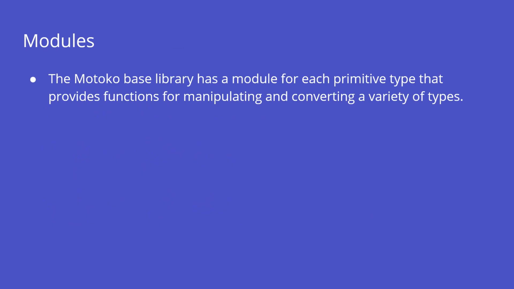Each primitive type also has a corresponding module in the base library. Most modules provide functions that can manipulate variables of the type and convert between certain types. Also, a module may define some values.